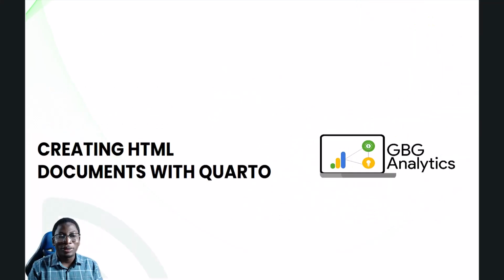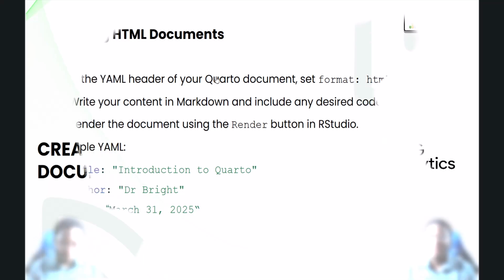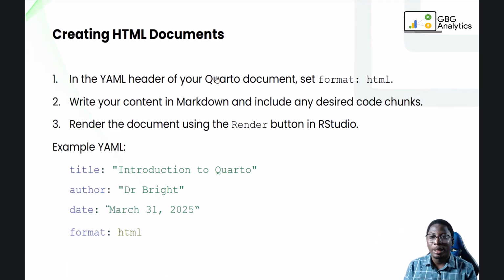Now let's see how to create an HTML document with Quarto. To create an HTML document in Quarto, you set your format as HTML. Then you write your content in Markdown and include your desired code chunks. After that, you click the render button. That will render your document as an HTML document. For example, here is the YAML header. As you can see, we have the title, we have the author as Dr. Bright, and we have the date as March 31st, 2025, and we have the format as HTML.